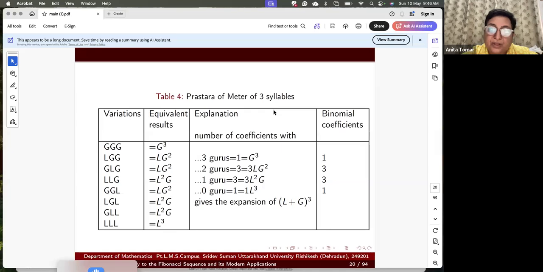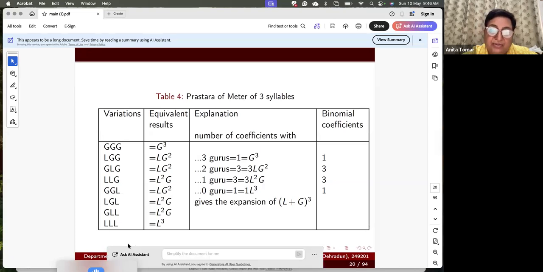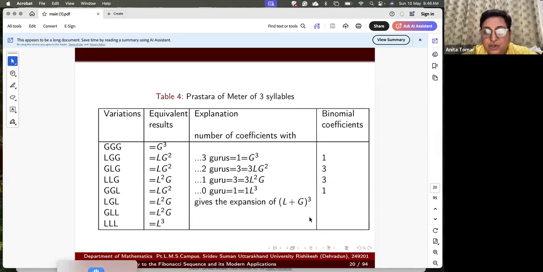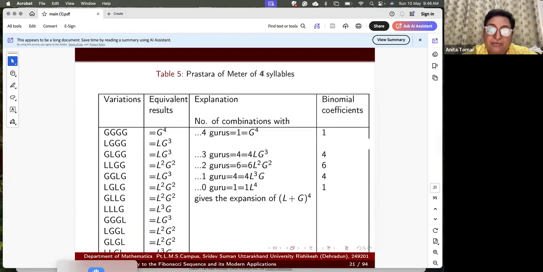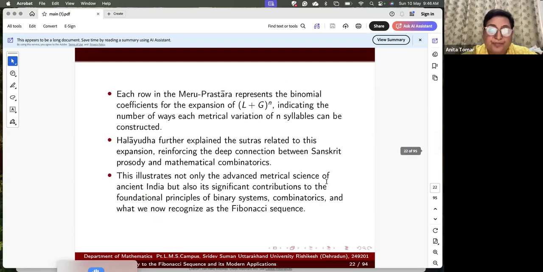For three-syllable meters, we have these variations which are equivalent to this, and we get the expansion of L plus G whole cube, where the binomial coefficients are 1, 3, 3, and 1. And for 4 syllables, this is the variation, and this is the expansion of L plus G raised to power 4, and the binomial coefficients are 1, 4, 6, 4, and 1. So each row in the Meru Prastha represents the binomial coefficients for the expansion of L plus G raised to power n, indicating the number of ways each metrical variation of n syllables can be constructed.